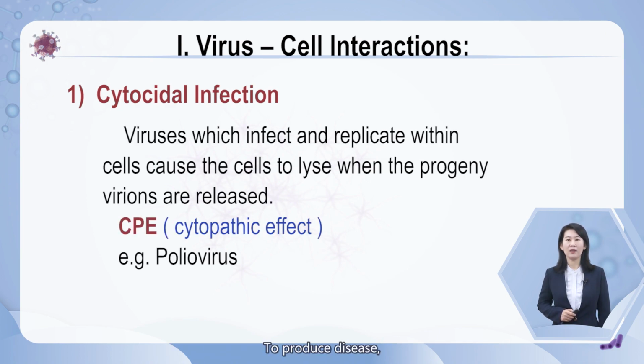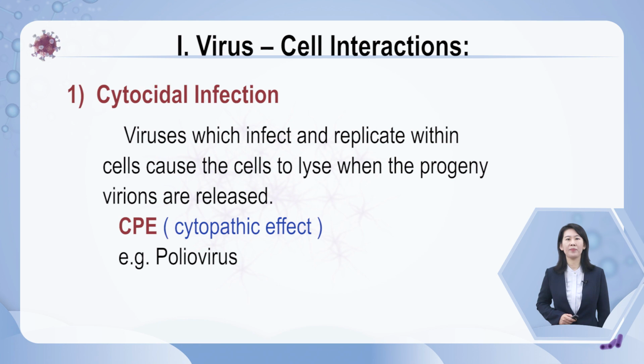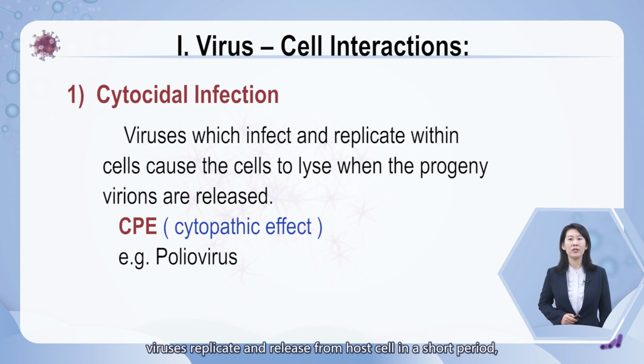To produce disease, viruses must enter a host, come in contact with susceptible cells, replicate, and produce cellular injury. Interaction between virus and host cell results in the following outcomes. Cytocidal infection occurs when the target cell is lysed due to the replication of virus. In this case, viruses replicate and release from host cell in a short period, resulting in the death of the host cell. The main mechanisms of cytocidal infection include several aspects.